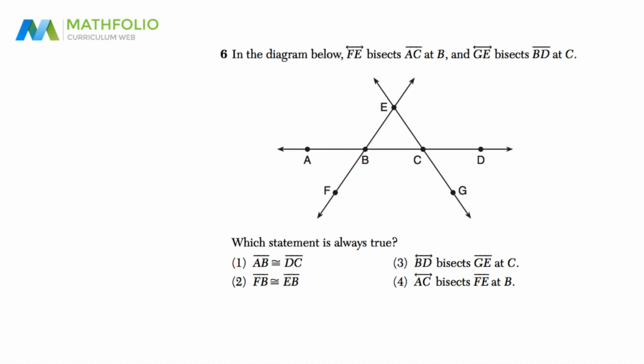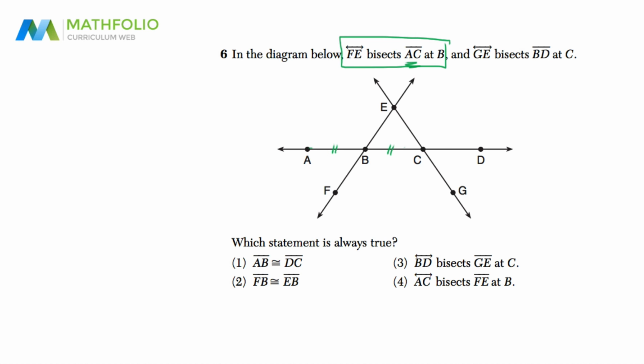Okay, question 6. In this question, the diagram below, FE, which is right here, bisects AC at B. So if AC is bisected, that means that this piece and this piece are the same. FE is doing the bisecting. FE itself isn't bisected, but FE bisects AC. So it cuts AC in half at B.